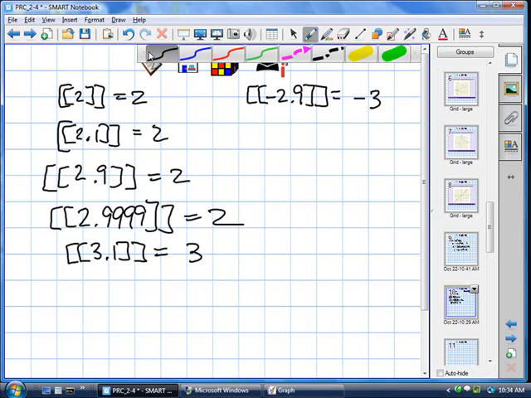And be careful of the negatives. Remember, what's the greatest integer of a negative 2.9? The greatest integer that's below is a negative 3. So you can't just do this dropping of the decimal thing.